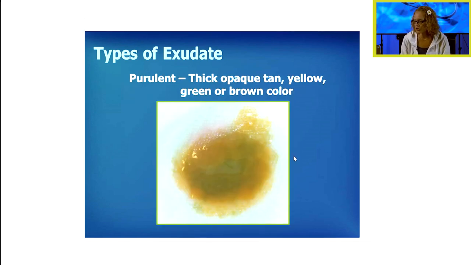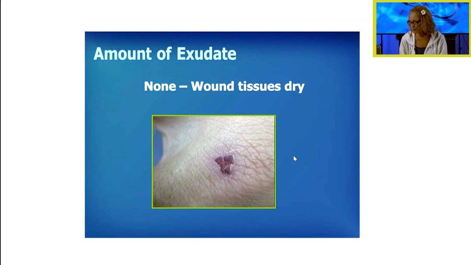Here's a purulent drainage. This is kind of a thick, opaque, tan, yellow, green, or brown color. This is usually an indication of a not so good drainage. If it's green, if it's brown, if it's tan, if it has a foul odor, then we're looking at purulent drainage, and usually it's infectious material that's being drained from the wound. In here, we see a wound that's almost done healing. The wound tissues are dry and there's no exudate at all on this particular wound here.